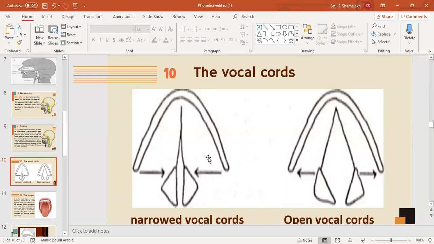Here is the shape of the vocal cords. When they are narrowed, you look here. Now, on the left, they are narrowed, and on the right, they are open.